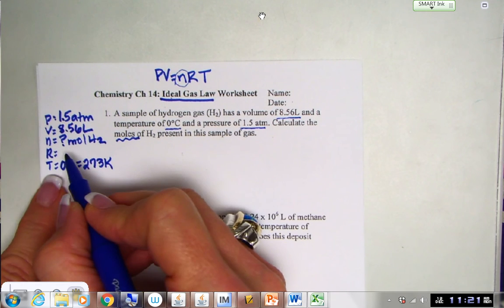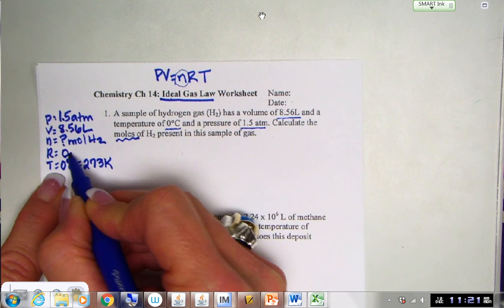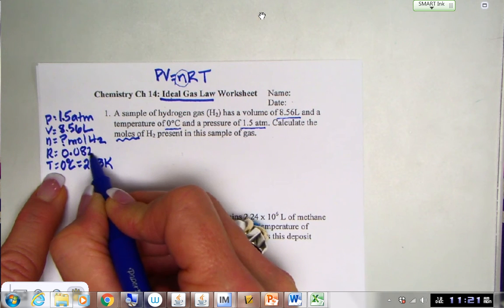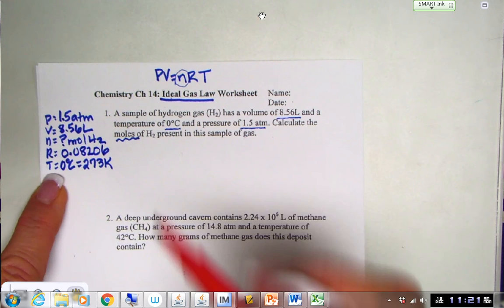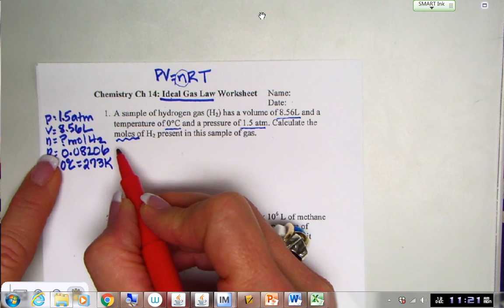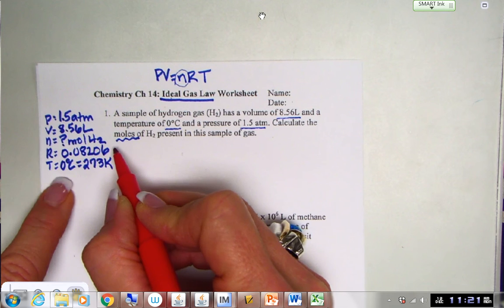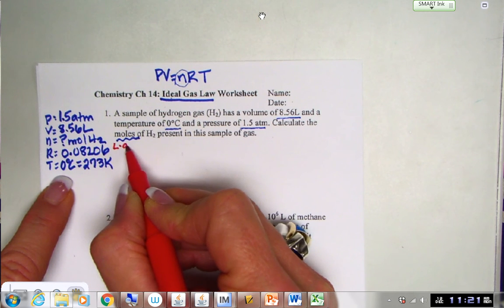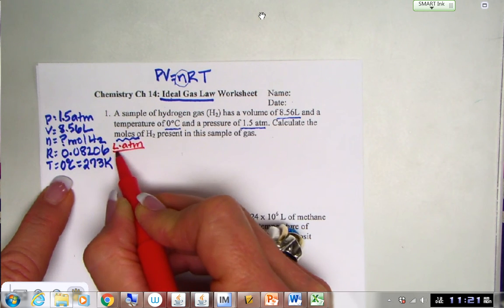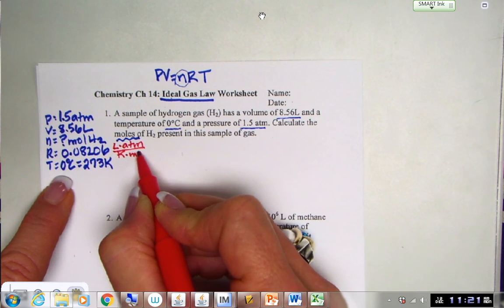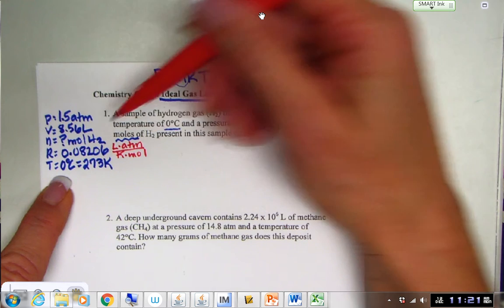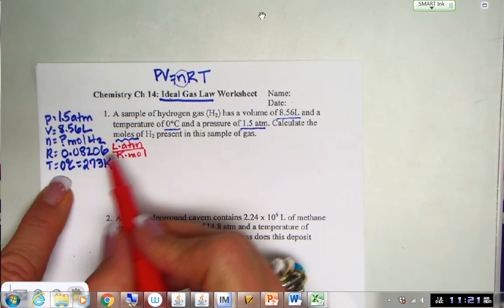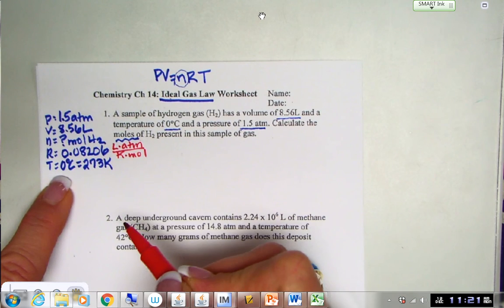Remember, R is a constant, and the value for R is 0.08206. Now, the reason we're making all this fuss about the units on this type of gas law problem is because of R. R has units, and the units for R are liters times atmospheres per Kelvin times mole. So you can see liters here, it's got to cancel with liters here. Atmospheres with atmospheres, Kelvin with Kelvin, and moles are matching up.